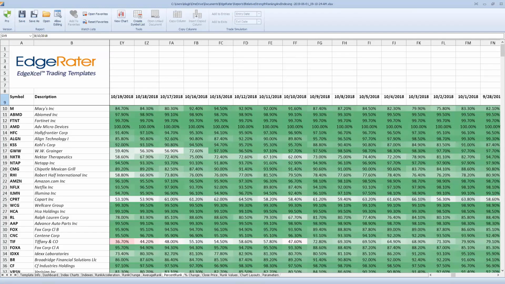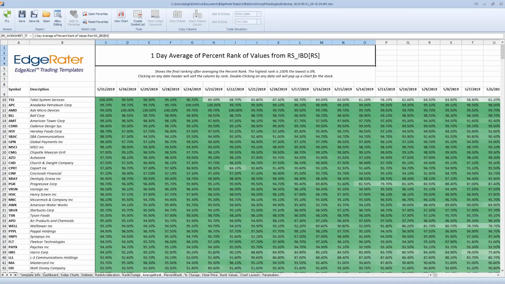Average rank. This is basically, if you make no changes to the template before you run it, the average rank is going to be exactly the same as the percent rank. But it gives the opportunity, if you have a ranking function which changes rapidly, potentially a ranking function that would change rapidly would be 1 day percent change. It's just using 2 bars to calculate that, so it can be very erratic. The average rank column just gives you an opportunity to average those ranks over a certain number of bars.